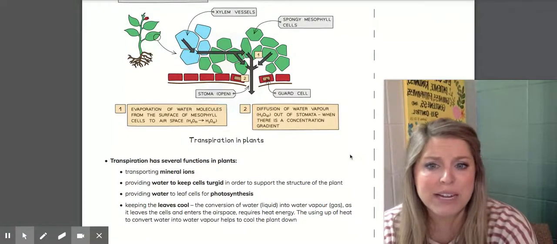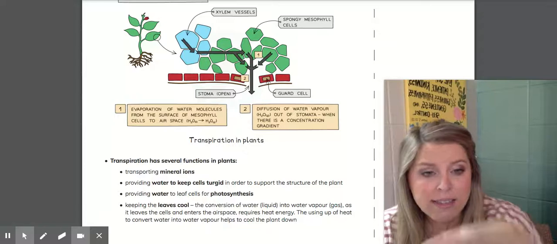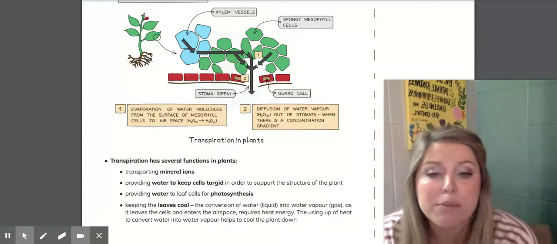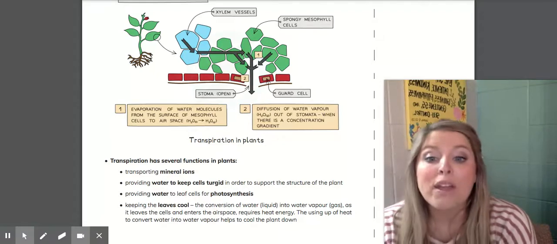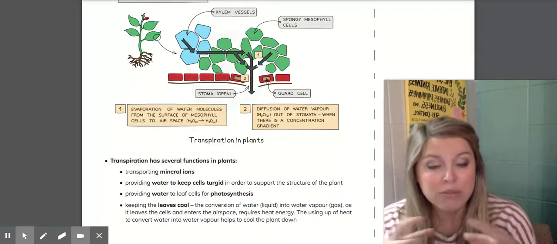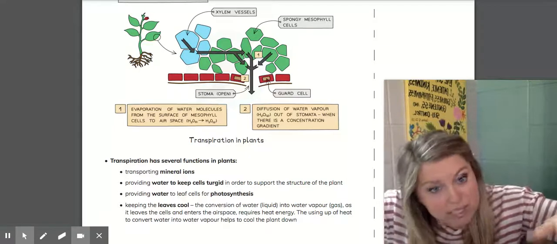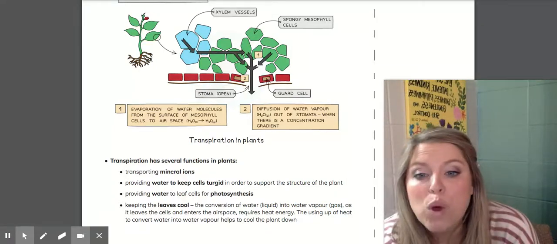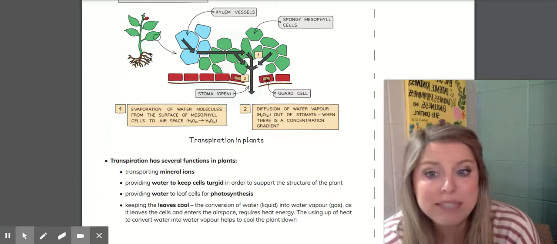What is transpiration important for? Transporting mineral ions. That stream and that pull helps transport and pull up the mineral ions from the soil. It helps keep the plant cells turgid, which is very firm and helps that plant stay erect and not wilt and die. It provides water to leaf cells for photosynthesis. And it helps to keep leaves cool.